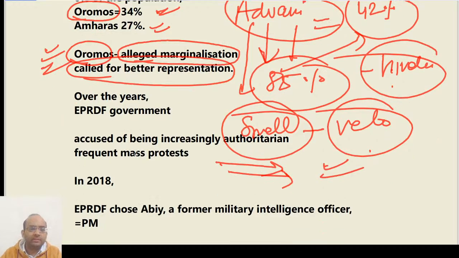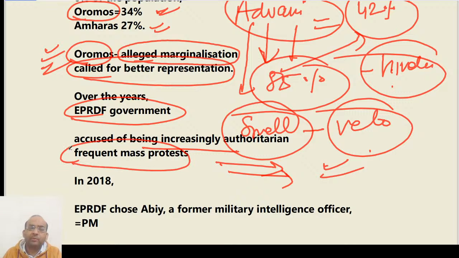Then over the years, this coalition government was also accused of being increasingly authoritarian, and thereby frequent mass protests like we witnessed in the Anna Hazare movement.